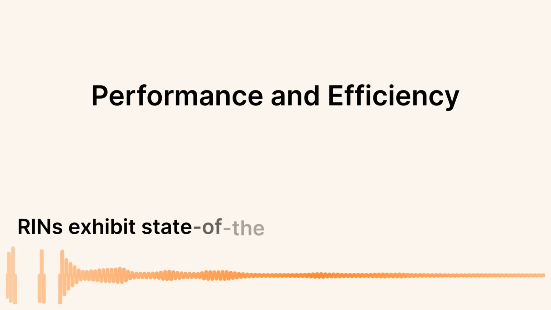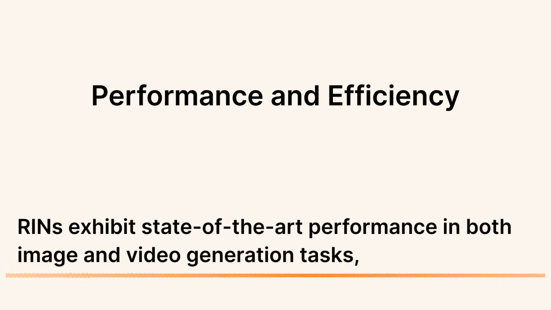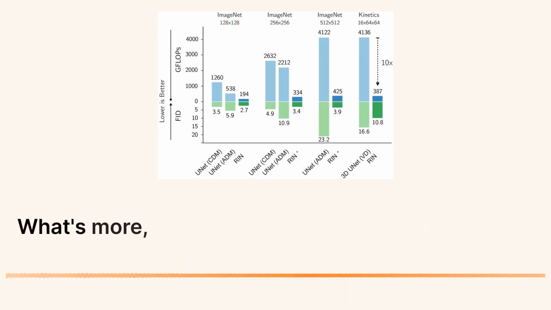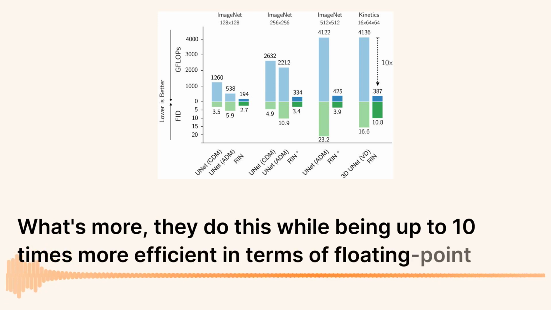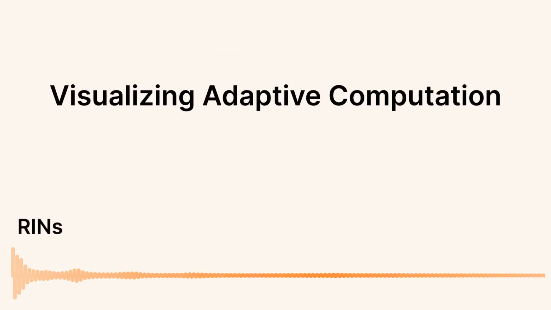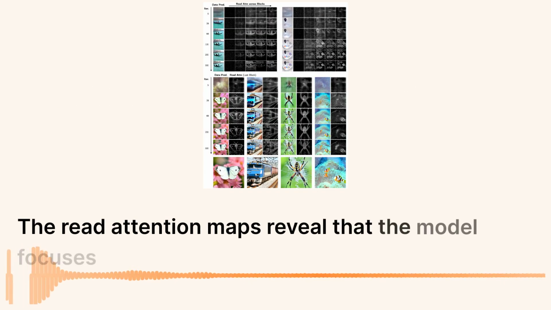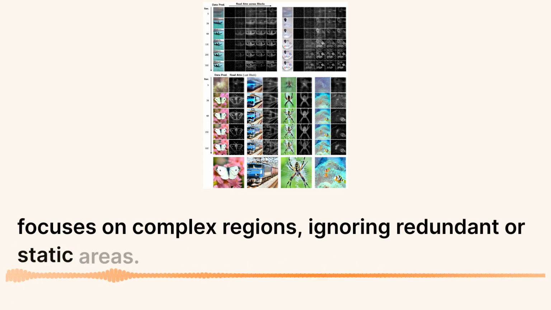RINs exhibit state-of-the-art performance in both image and video generation tasks, surpassing traditional U-Net architectures. What's more, they do this while being up to 10 times more efficient in terms of floating-point operations. RINs dynamically allocate computation where it's needed the most. The read attention maps reveal that the model focuses on complex regions, ignoring redundant or static areas.